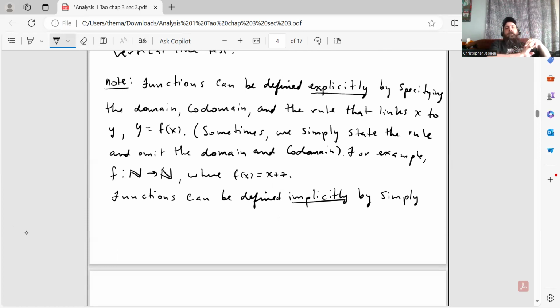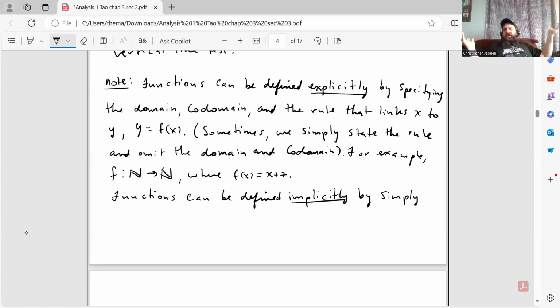So functions can be defined explicitly by specifying the domain, codomain, and the rule that links x to y. In other words, y equals f(x) for some rule. Sometimes we simply state the rule and omit the domain and the codomain. For example, if we have the function f from the natural numbers to the natural numbers, where f(x) equals the successor of x, sometimes we just say f(x) is the successor of x and don't write down explicitly what the domain and codomain are.